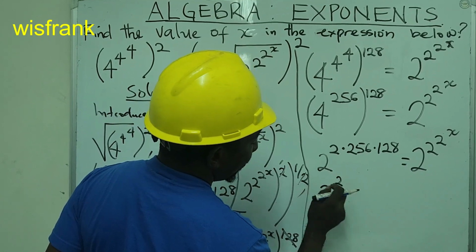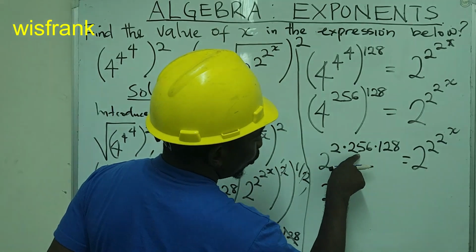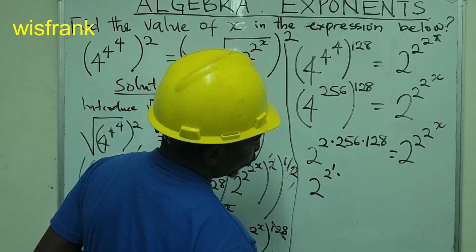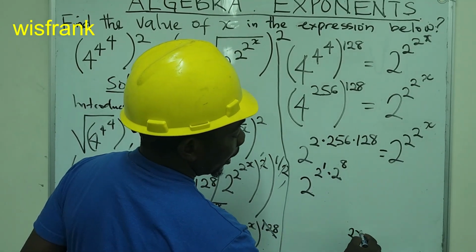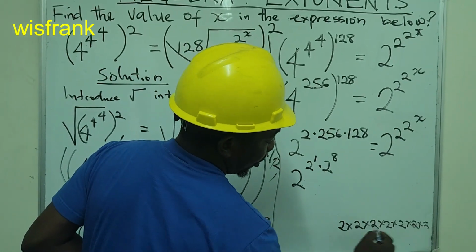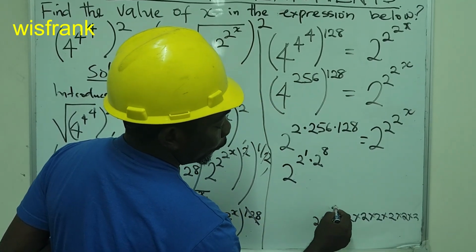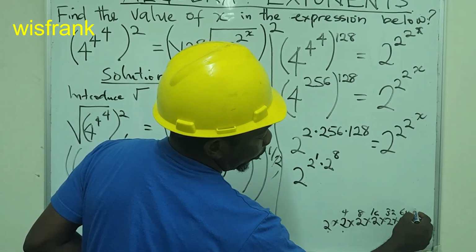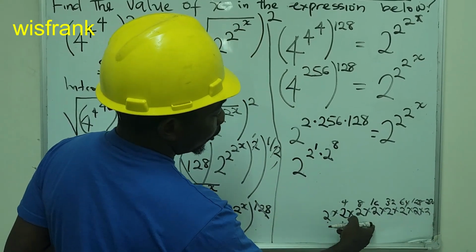This 2 now is the same thing as 2 raised to the power of 1 times 256. If we break it down to multiples of 2, we have 2 raised to the power of 8. And we can check: 2 times 2 times 2 times 2 times 2 times 2 times 2, 1, 2, 3, 4, 5, 6, 7. Then times 2. 2 times 2, we have 4, we have 8, we have 16, we have 32, we have 64, we have 128, and we have 256. So this is raised to the power of 8.